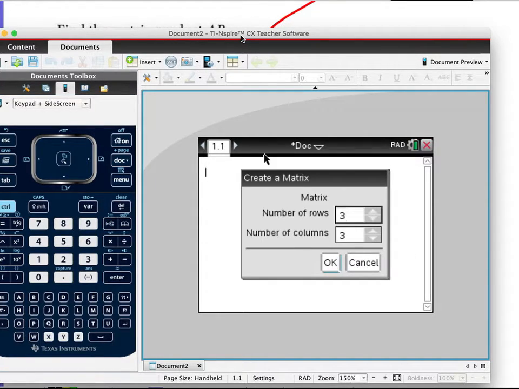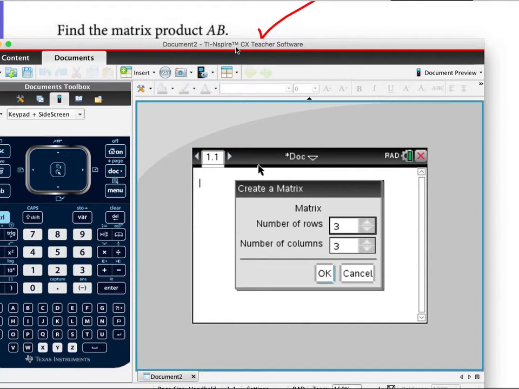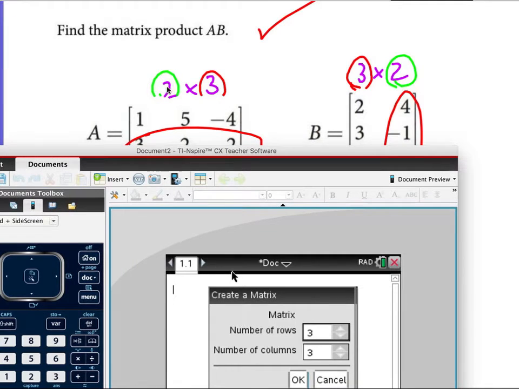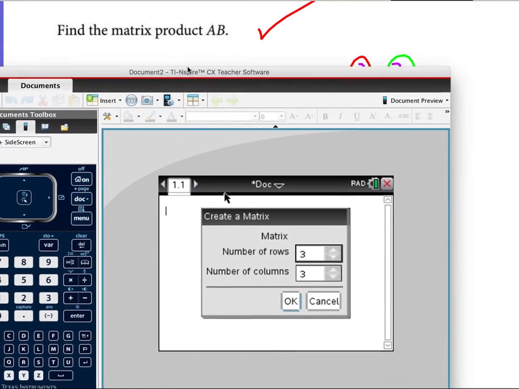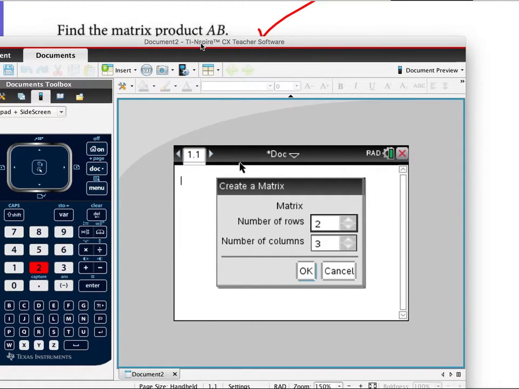and it's going to come up with a menu where it asks you for the number of rows and the number of columns. So we need a 2x3 matrix. So we're going to need 2 rows and 3 columns. So you're going to press tab to go to the columns. We don't need to change that, so we can just go ahead, press tab again, and hit OK.